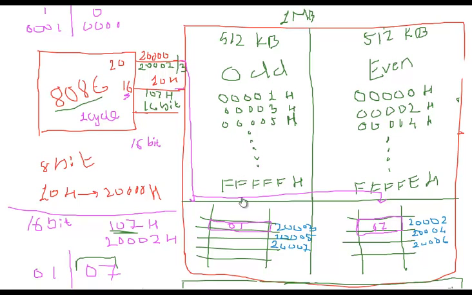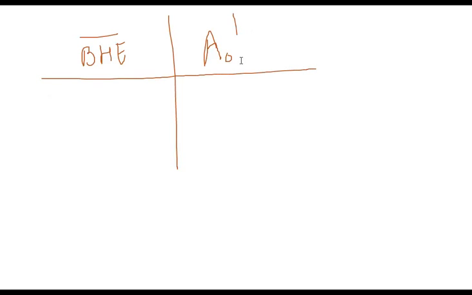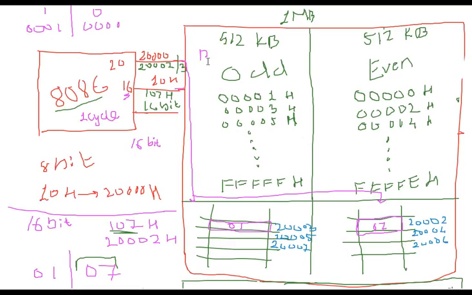Developers kept two ways for that. First is BHE bar and second is A0. A0 is the very first bit of the address bus. BHE bar is connected to the odd bank and A0 is connected to the even bank. A0 decides the selection of the even bank, whereas BHE bar decides the selection of the odd bank.